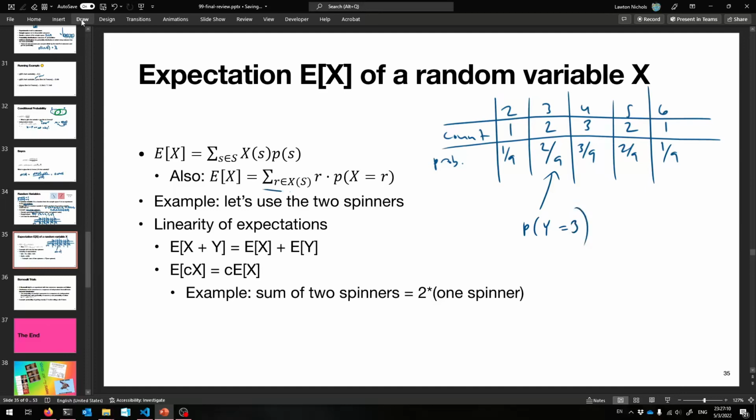So let's use this way for our 2 spinners. The expected value of our y random variable, that's equal to, well, each value times its probability. Sorry, that's the count. Excuse me, this is the value for the random variable. It's 2 times 1/9, plus 3 times 2/9, plus 4 times 3/9.